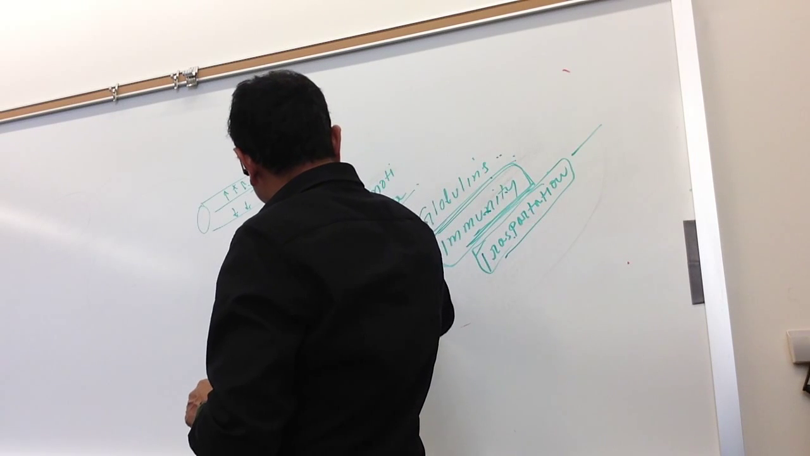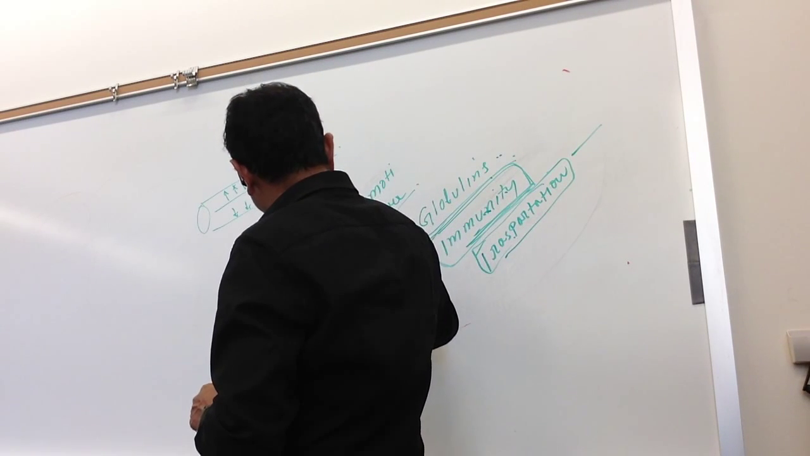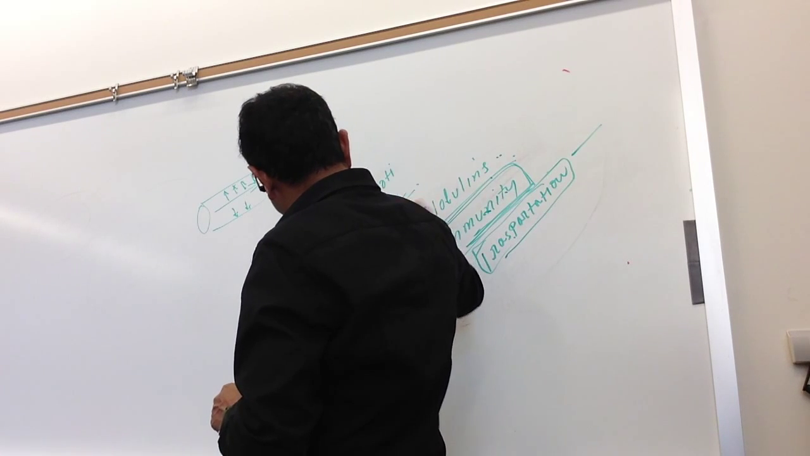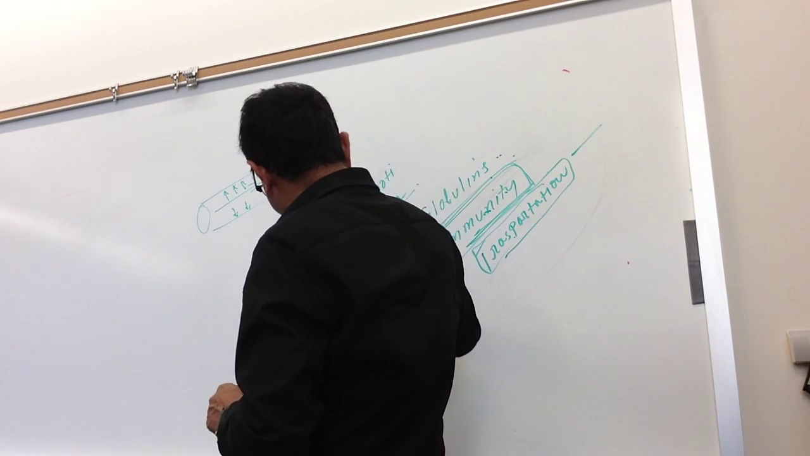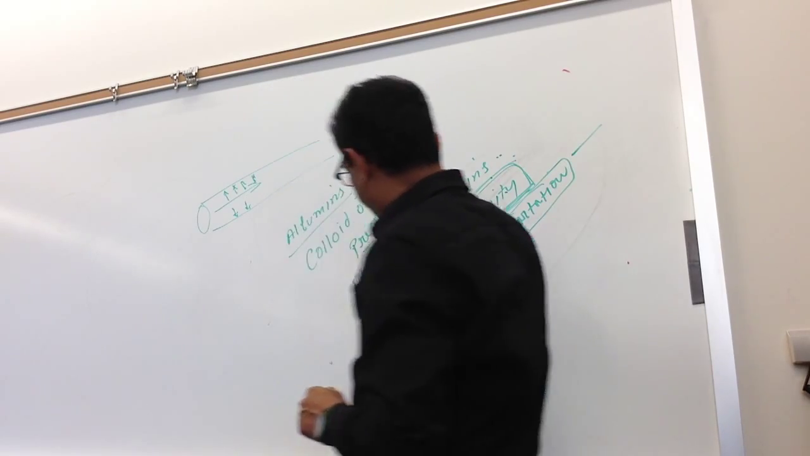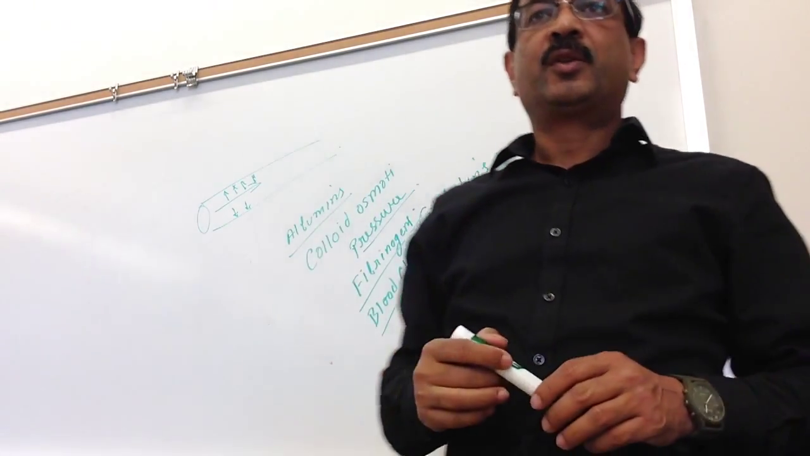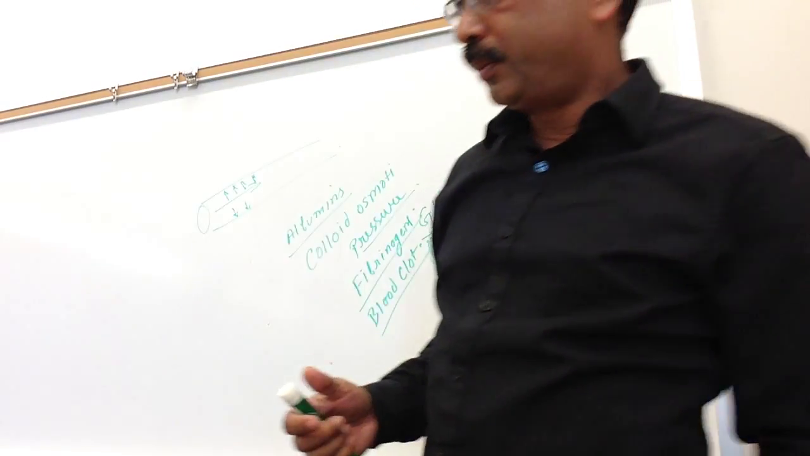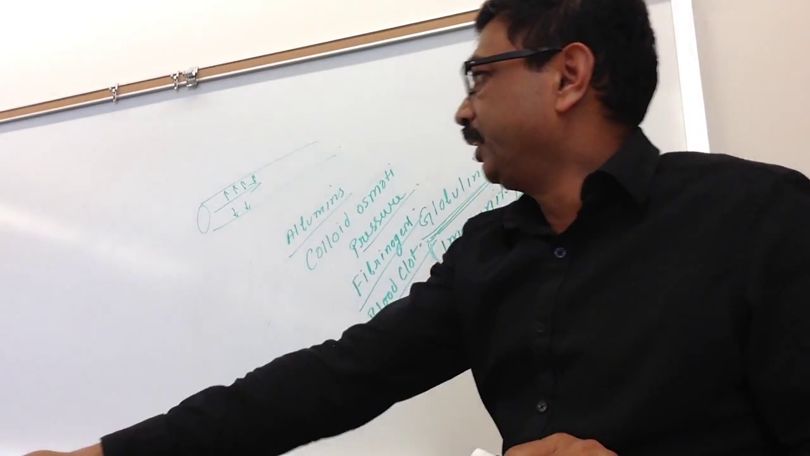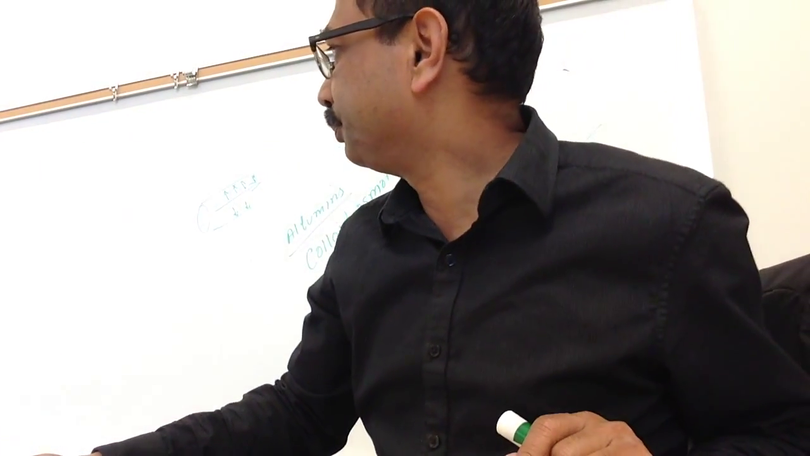Fibrinogens are responsible for blood clot formation. So blood clot formation is helped by fibrinogen. So those are important functions of those three types of plasma proteins. Just remember those three, should be fine.